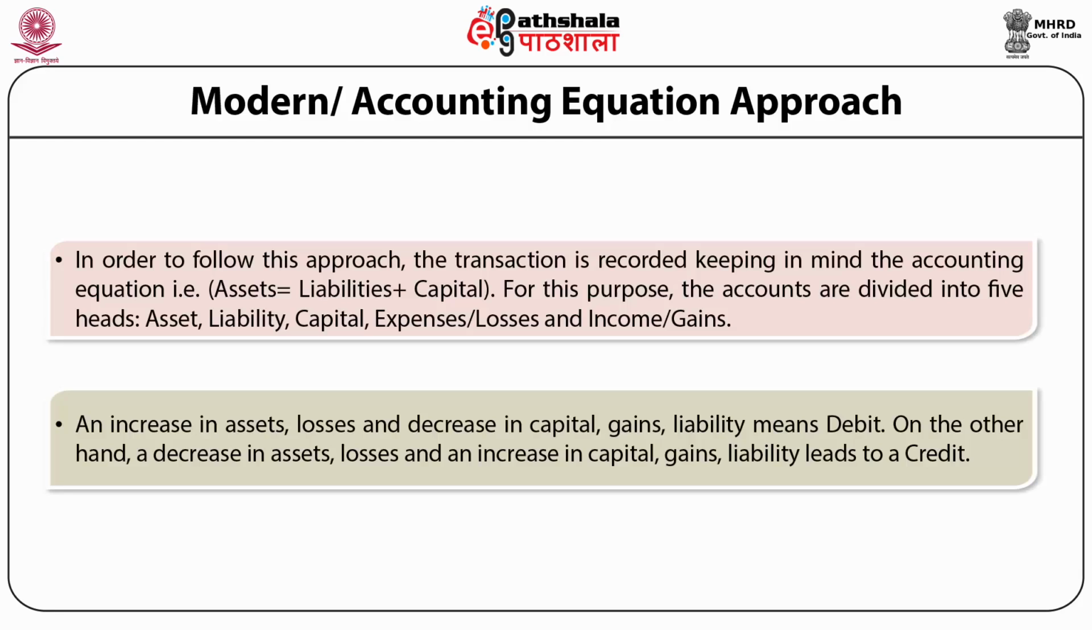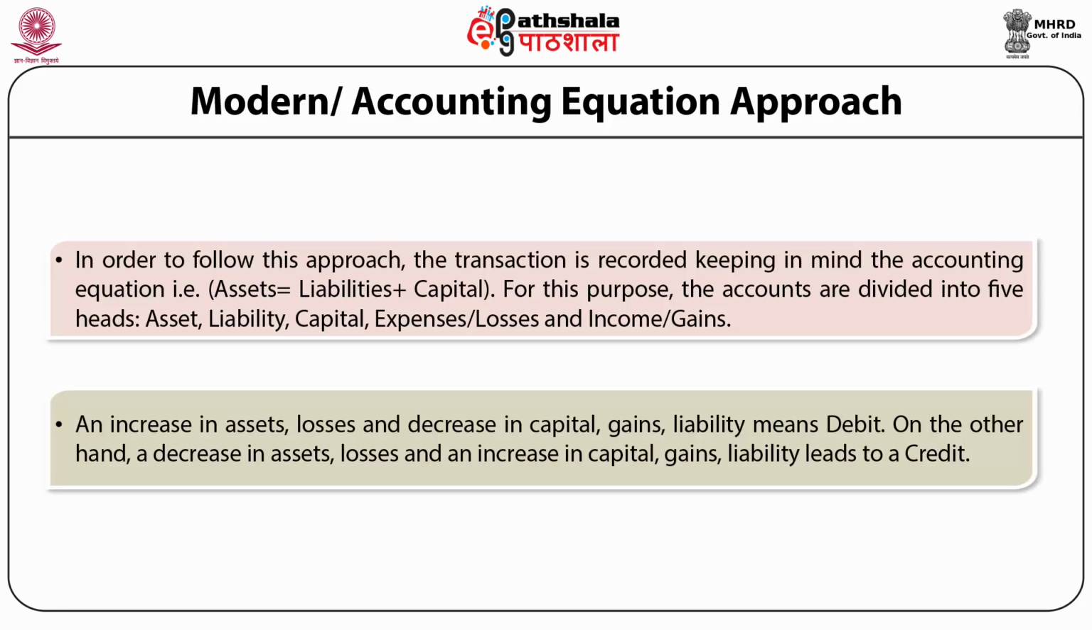In case of decrease, assets are credited, liabilities are debited, capital again debited, income or gain debited, expense or losses credited. For example, Mohan started a business with a cash balance of rupees 10 lakhs. In this statement, the effect of transaction would be a cash increase as well as capital increase.